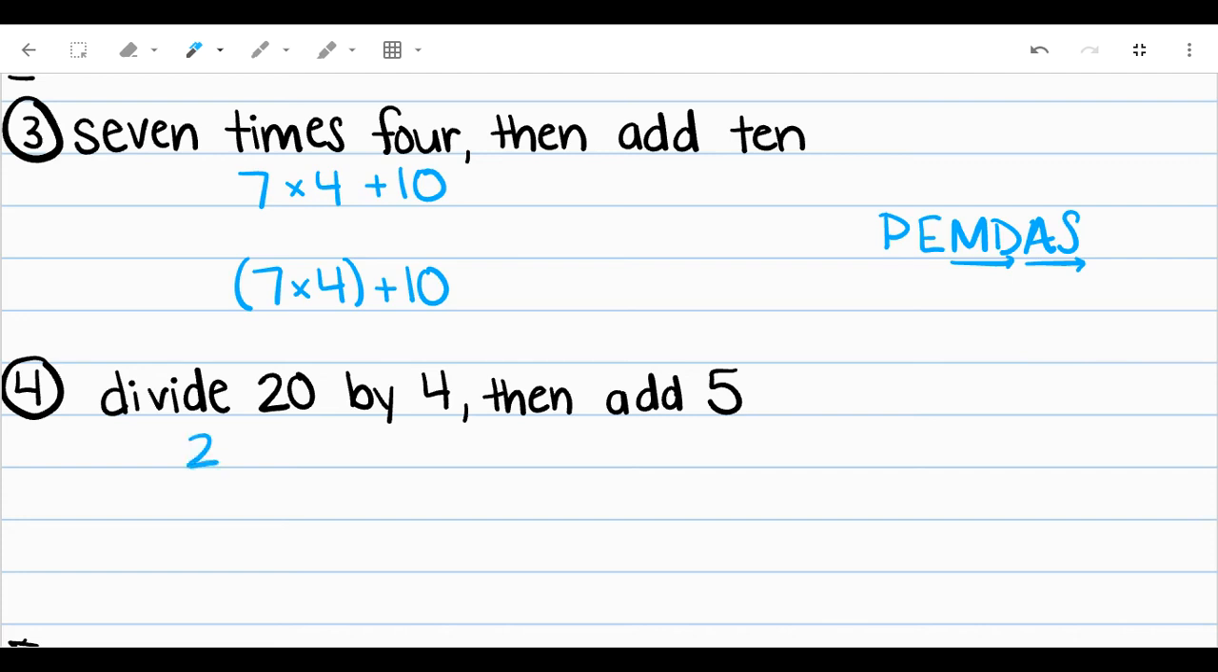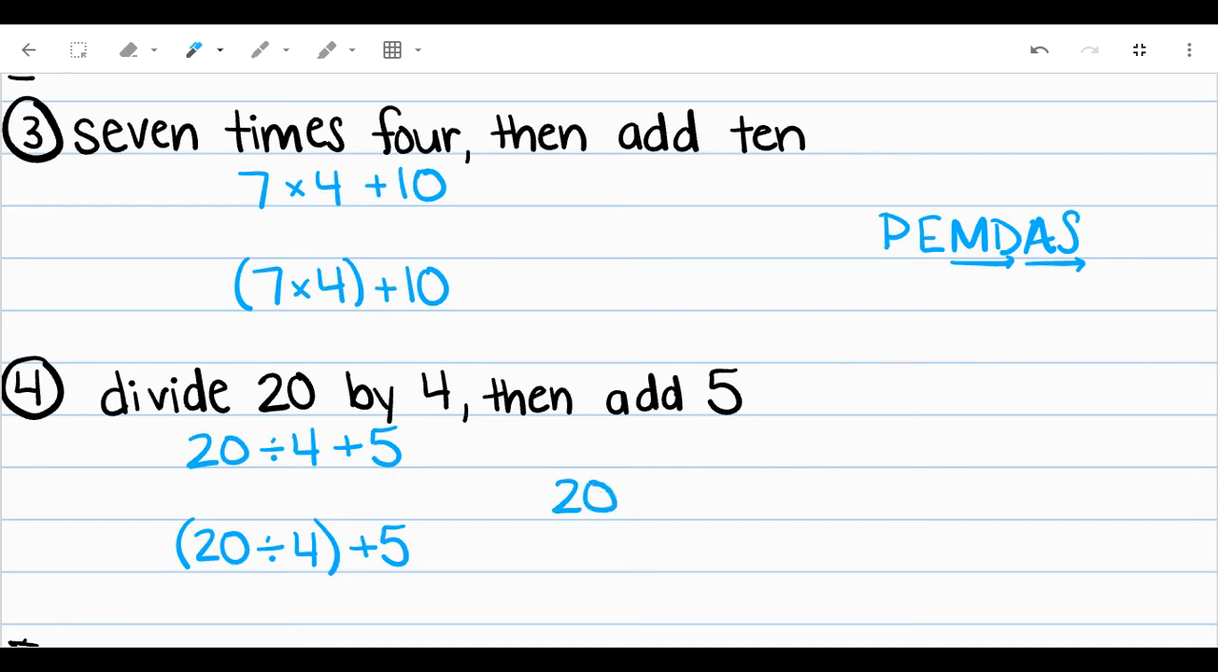So we can write it as 20 divided by 4, and then add 5, so we can put a plus 5. We could have put the 20 divided by 4 in parentheses to really show, do this first, then have an add 5 or plus 5 after that. All right. And you might also see this problem a third way.